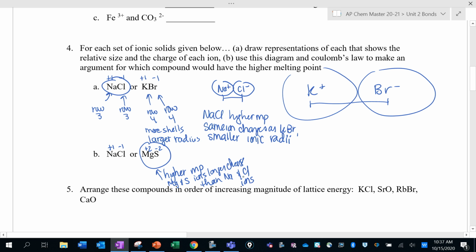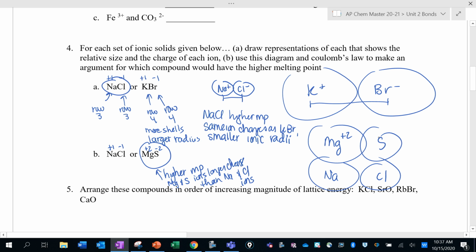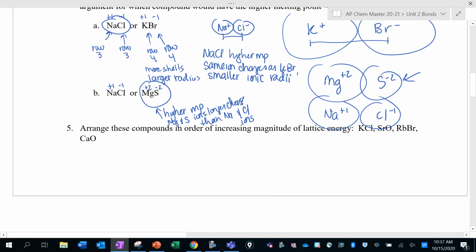And if I were to draw it out, your Mg and your S versus your sodium and your chloride, they're going to be roughly similar in size here. Sorry if this is getting messy. So we'll notice that the distinguishing factor here is that these have larger ion charges, so these ions are going to be more attracted to each other because of that stronger charge.